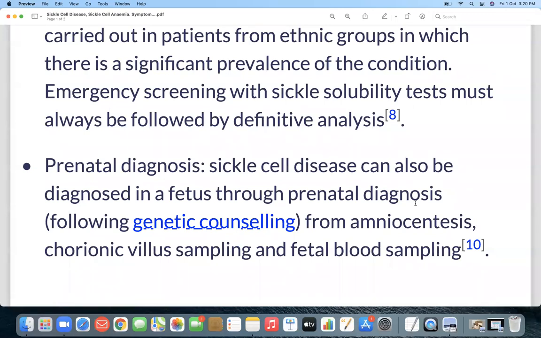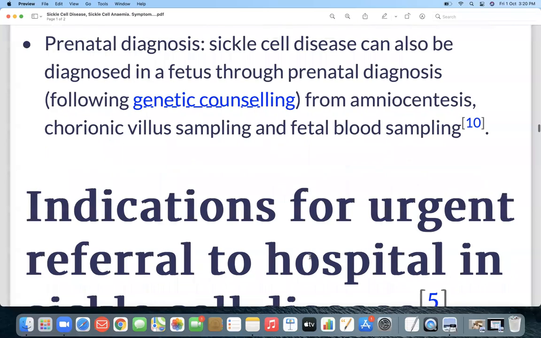So you have to also do the prenatal diagnosis, suppose if both the parents are carriers. Sickle cell disease can also be diagnosed in a fetus through prenatal diagnosis from amniocentesis, chorionic villus sampling, and fetal blood sampling. Anything can be done. Before that, they will do the genetic counseling. If both the parents are carriers, they will do the genetic counseling and do this prenatal scanning.